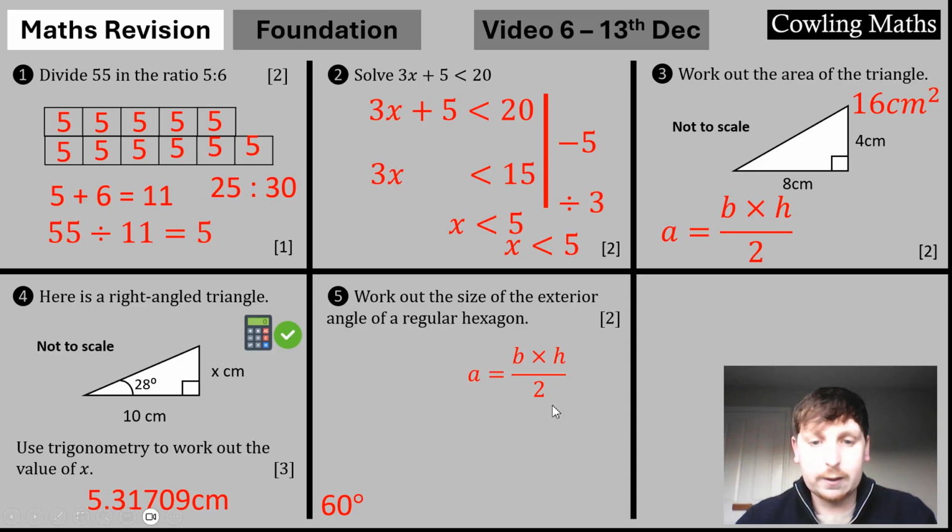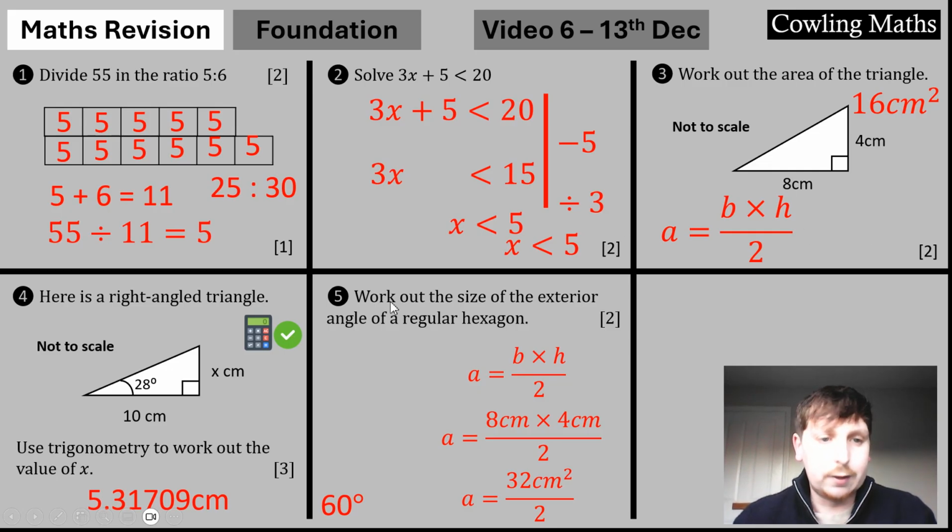Area is base times height divided by 2. The base is 8 centimeters. The height is 4 centimeters. So I'm doing 8 times 4 and then dividing it by 2. 8 times 4 makes 32. Half of that is 16, and that's why the final answer to that question is 16 centimeters squared.